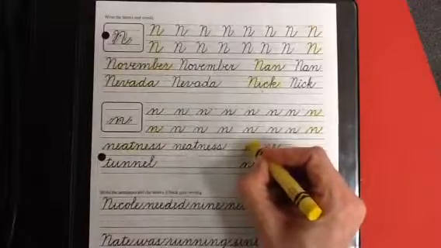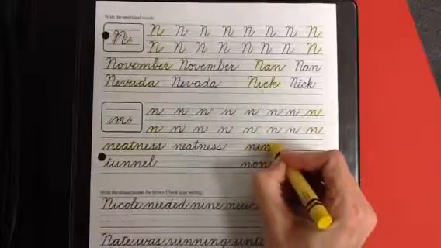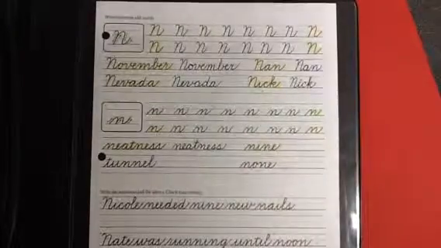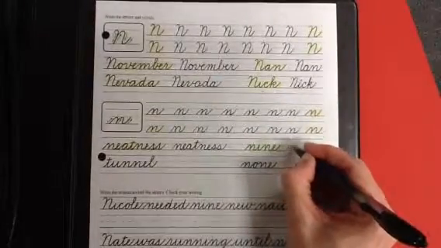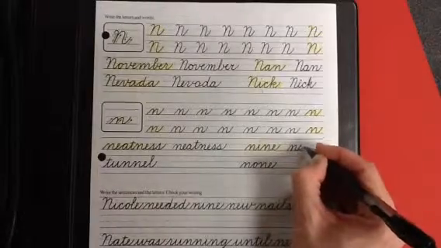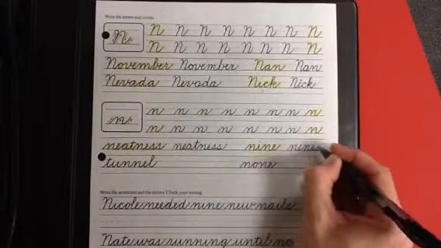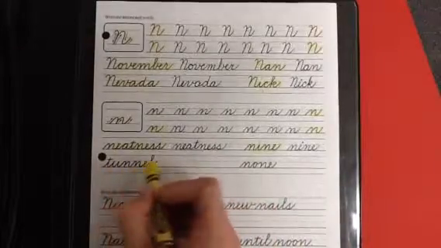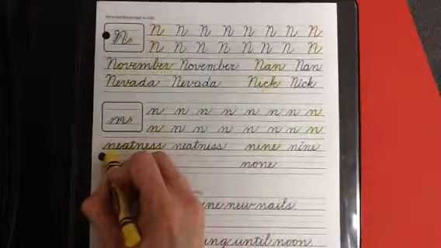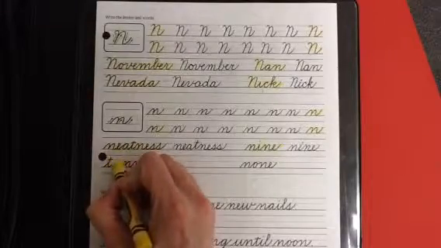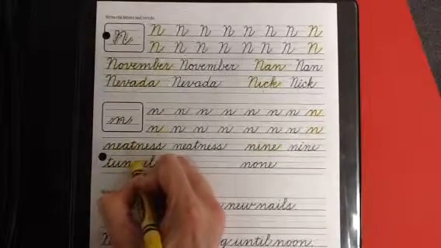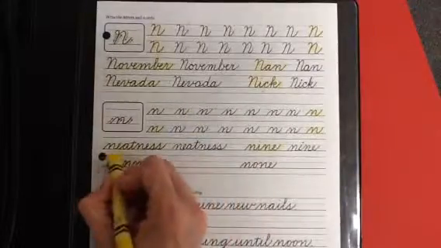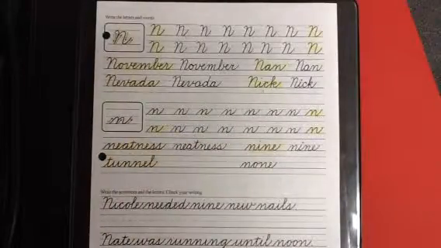Alright, we have 9. The E, small loop for the E, and dot the I. Okay, and then we have tunnel is what it looks like, but if you think about it, if we said we drove through the tunnel, hopefully you would stop and think, that's not how I say it, it's actually tunnel when I say it. That is not the way it's spelled.